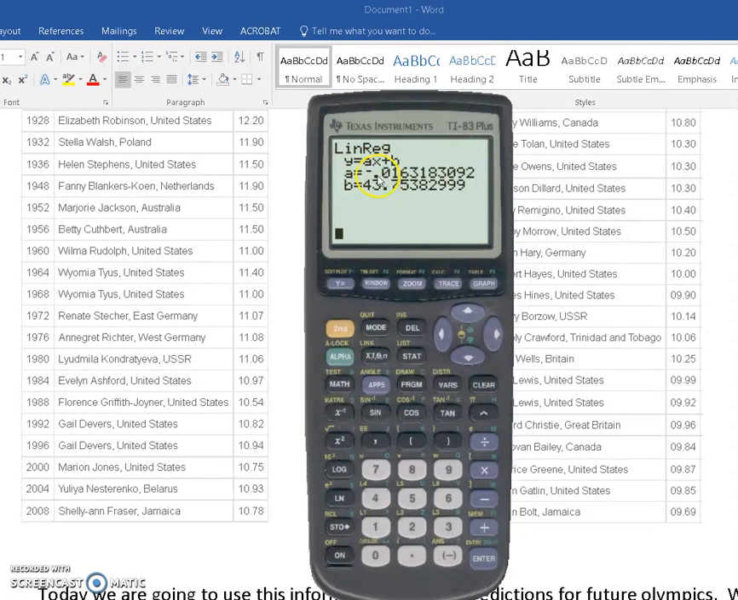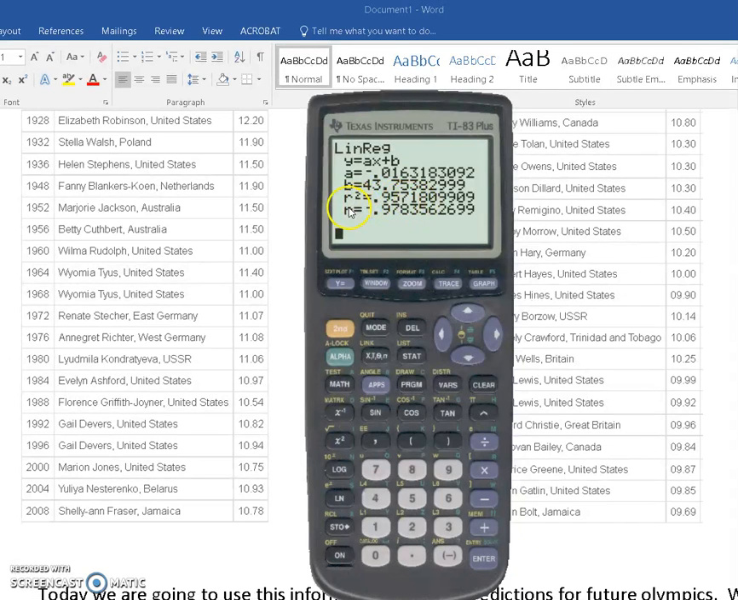The slope means the girls' times are improving by negative 0.016 seconds every year, and the y-intercept is 43.7. I went back to make sure I had the correlation coefficient in there. If you did not get R squared in R, go back to your catalog, second catalog, and turn the diagnostic back on.